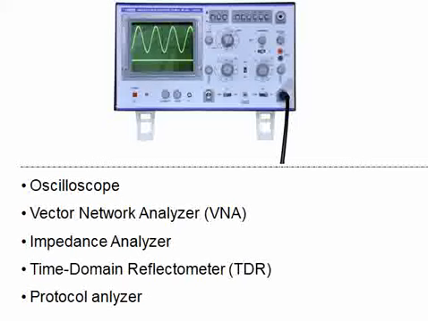For measuring the impedance of those traces, we can use three equipments: vector network analyzer, impedance analyzer, and time domain reflectometer. All these use different techniques for measurement. And then the oscilloscope is basically used for probing, so you can probe your signals and see if they are as per the requirements or not.